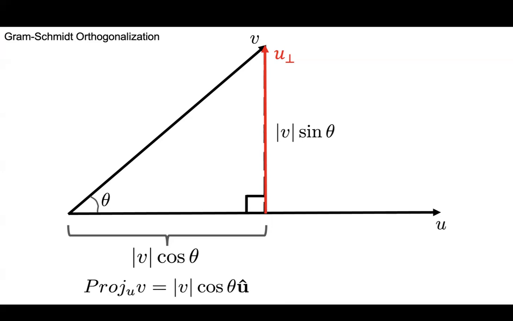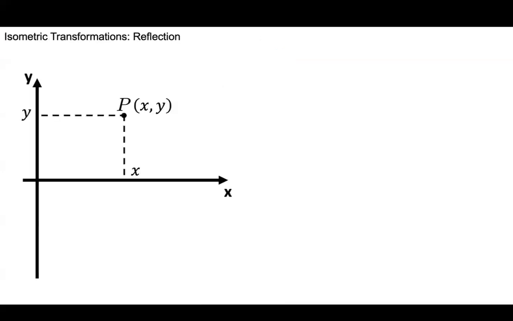What can we do to these vectors? Well, we can transform them. We will look at a couple of isometric transformations because these kind of transformations are analogous to unitary transformations in quantum information. And quantum gates, which are operators applied on the building blocks of quantum computers, are represented by unitary matrices. Here we have a point P.